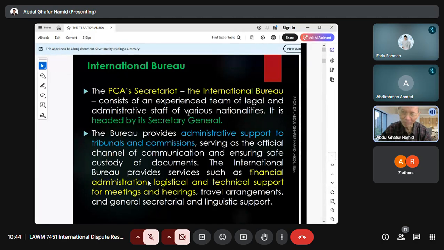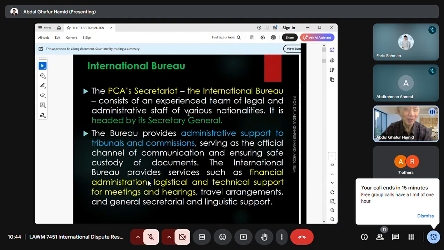The International Bureau provides administrative support to the tribunals and commissions, serves as the official channel of communication, and keeps custody of all the documents of the PCA since 1888 up to now. It also handles financial administration, logistical and technical support for meetings and hearings, and travel arrangements of all the arbitrators who are members of the court. All these things are done by the International Bureau, the Secretariat of the PCA.